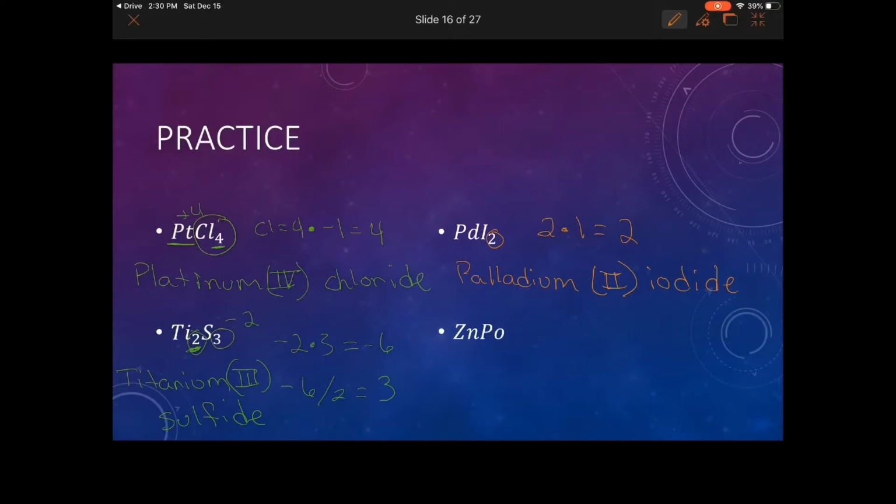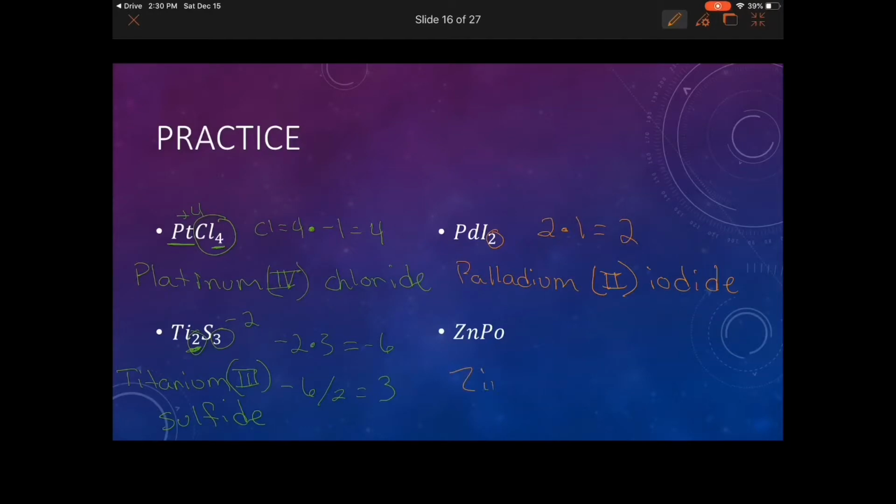Zn, that stands for zinc. Po, that is polonium. You notice that there are no extra atoms here, so the charge of polonium is going to be equal to the charge of zinc. Polonium's typical charge is -2 because it is in group 16. So that means zinc must have a positive 2 charge.